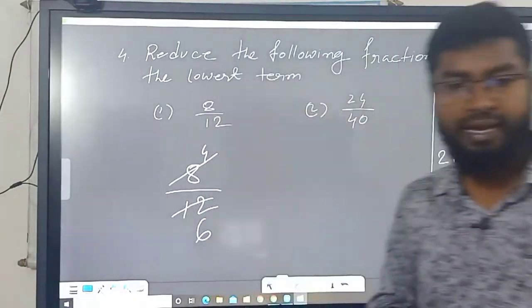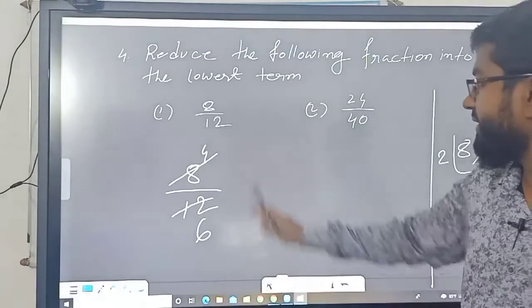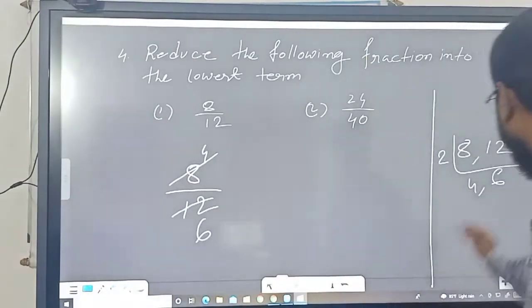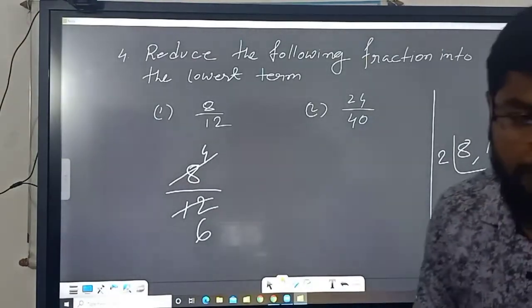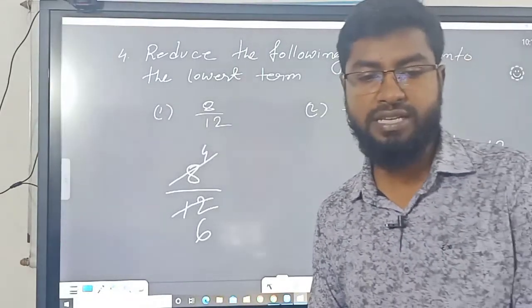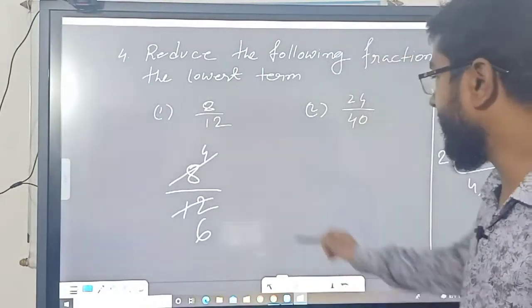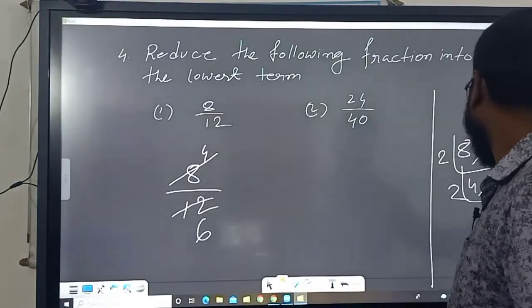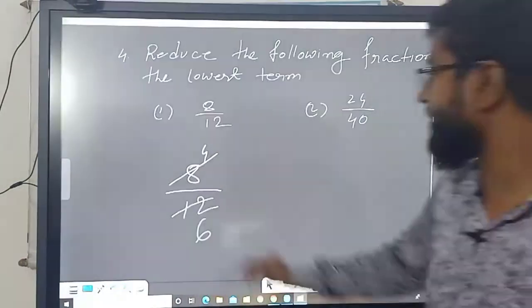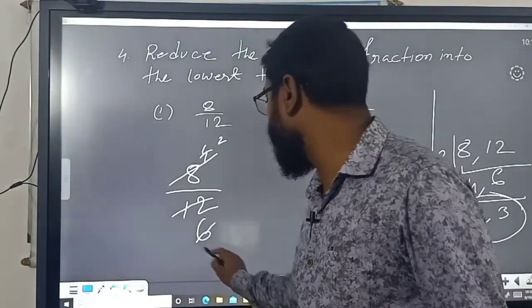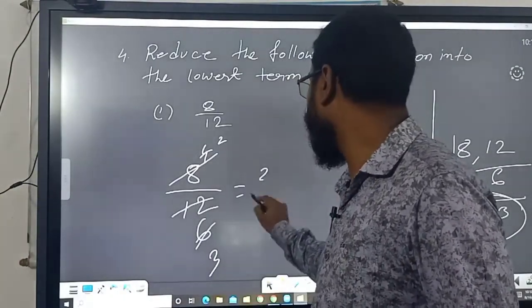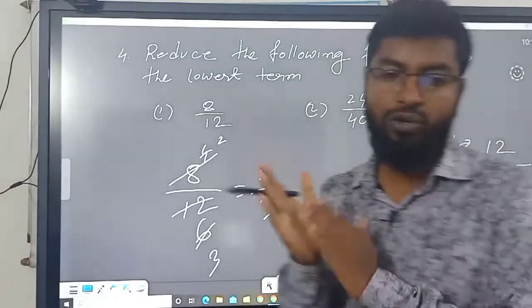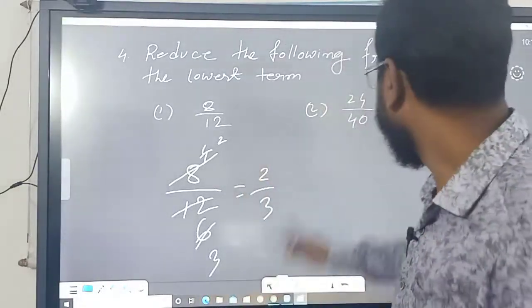Answer is 2 by 3. Again check it, 4 and 6. By which number can we divide it? Again with 2. Exactly 2. It will be 2, it will be 3. Upper will be 2, down will be 3. So the answer is 2 by 3. Very good.